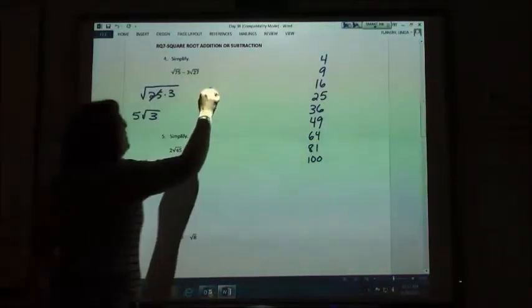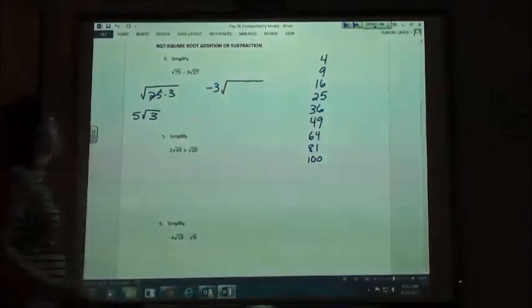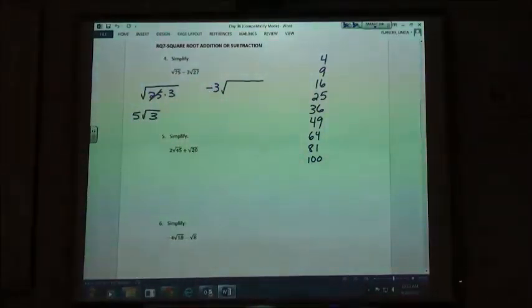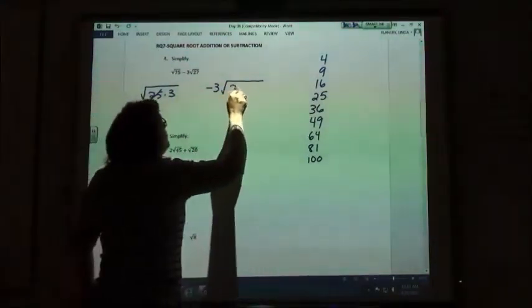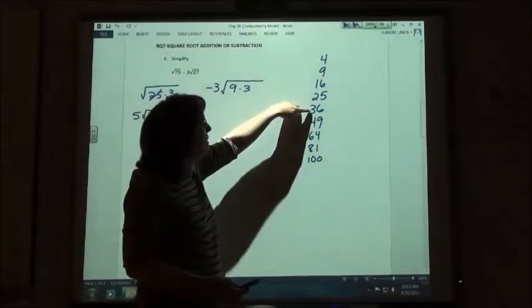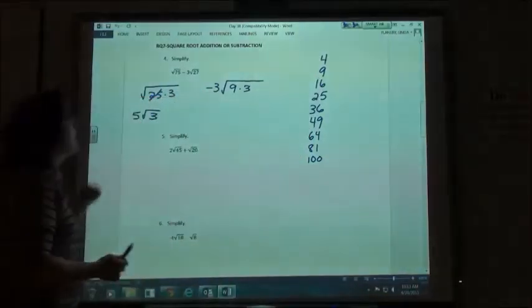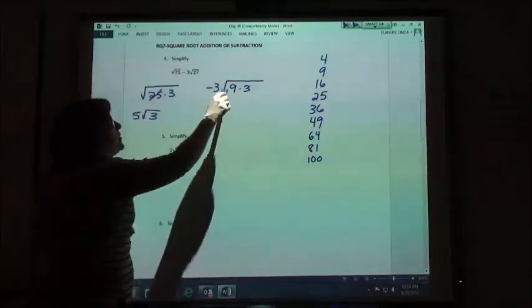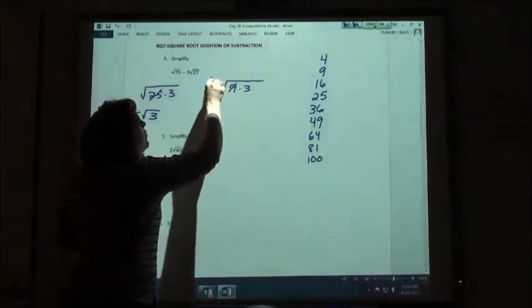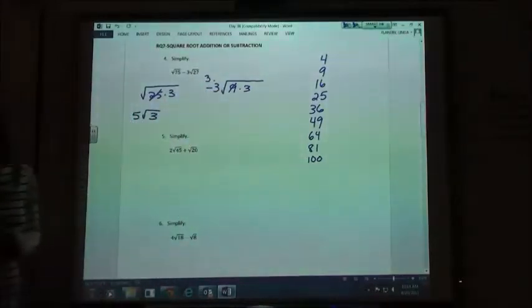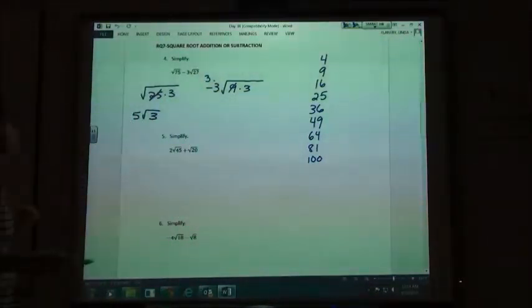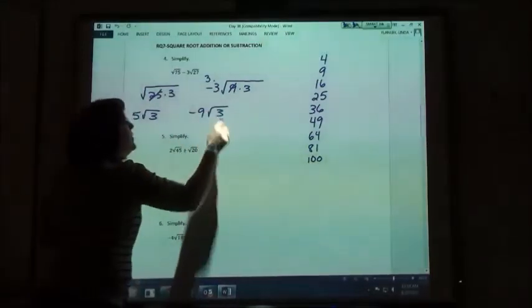The second part, we have negative 3 times the square root of 27. 27 is not a perfect square, so we want to factor it. What times what is 27? The first factor we want to be the biggest perfect square that divides into 27. 9 times 3. So if you're stuck, go on your list and say, okay, 36 is too big, 25 doesn't go into 27, 16 doesn't, but 9 does. 9 times 3. Now when I simplify this, the square root of 9 is 3. I'm going to multiply it by what's already out there. So 3 times negative 3 would give me negative 9 square root of 3.